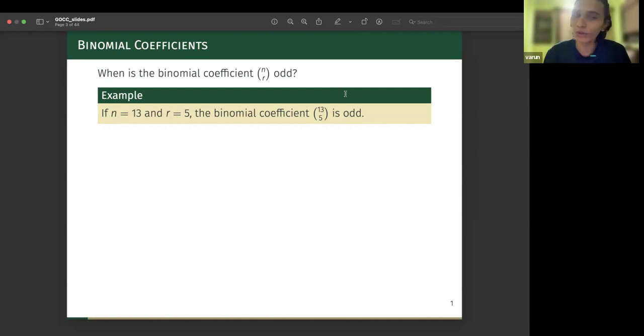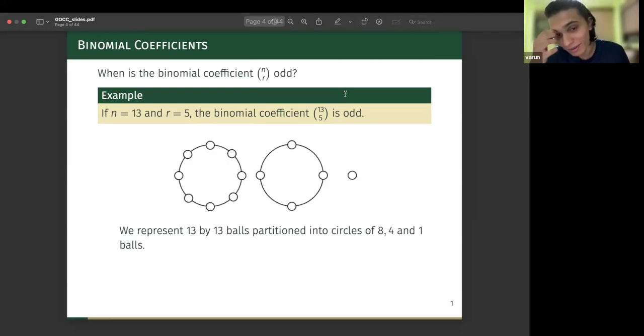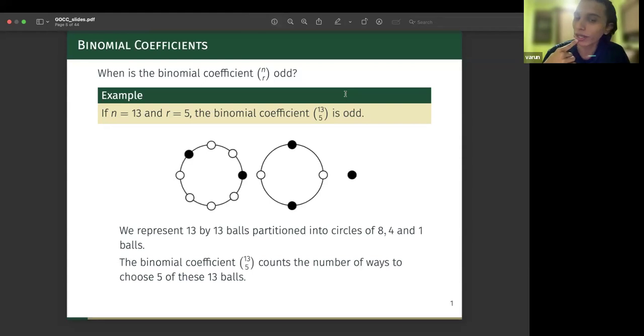So one cute way is this. We can represent 13 by 13 balls, and we can partition them into circles. The first one has 8 balls, the second one has 4 balls, and the third one has a single ball. And these are the powers of 2 that show up in the binary expansion of 13. So 13 is 8 plus 4 plus 1. Now, what is 13 choose 5? It counts the number of ways to choose 5 of these 13 balls. And so this is one way of choosing 5 balls out of these 13 balls.